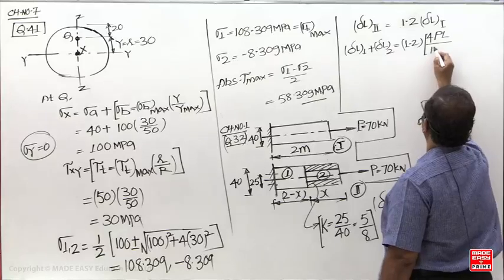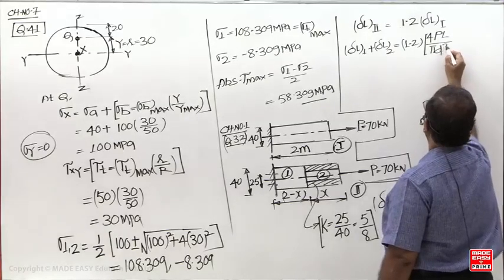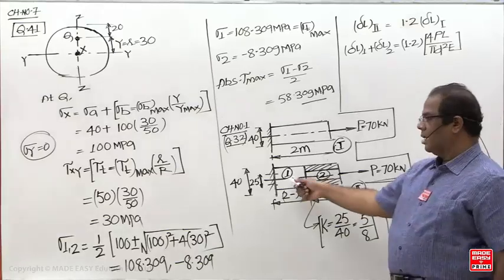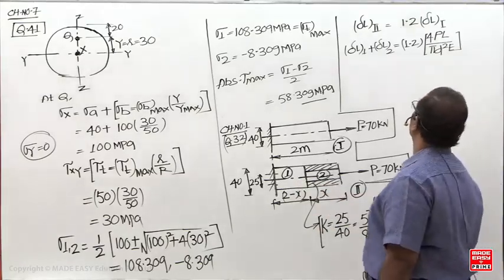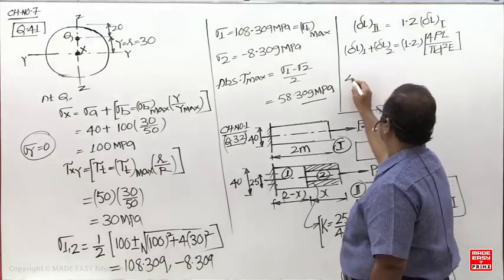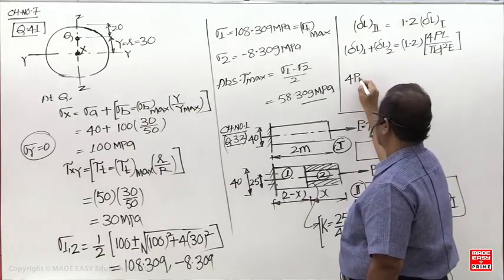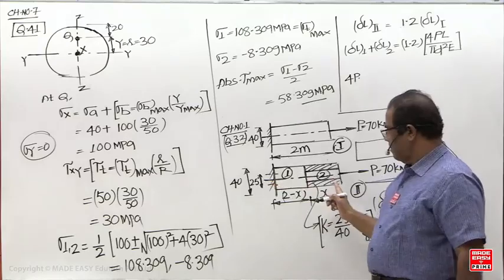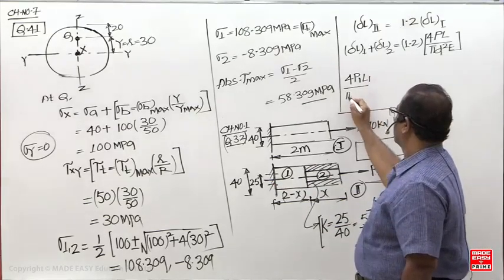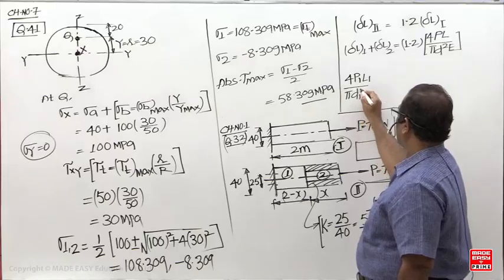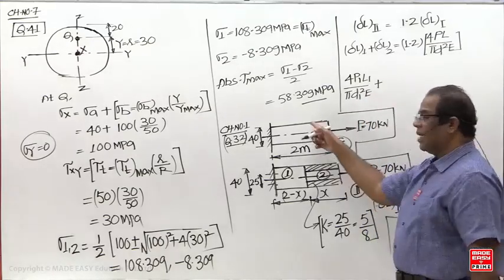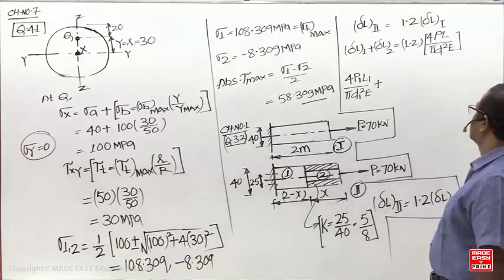Four PL upon pi d square E, this is P1. This bar and this bar are made of the same material, therefore E is the same.